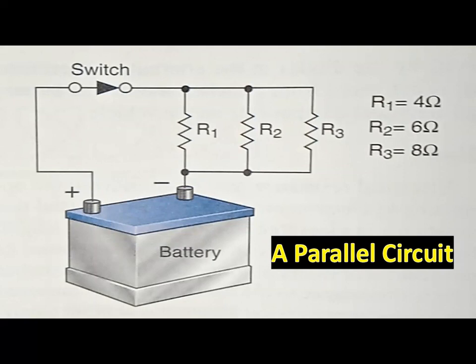So the light circuit in a vehicle is an example of a parallel circuit. Each of the lights is connected in parallel to the battery, so it gets the full battery voltage.